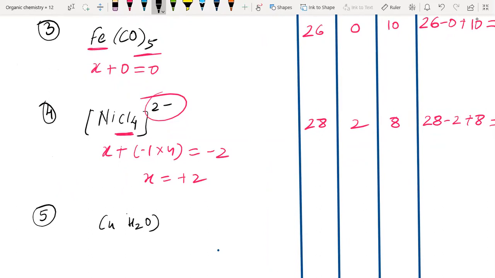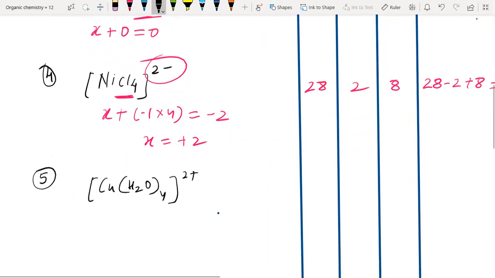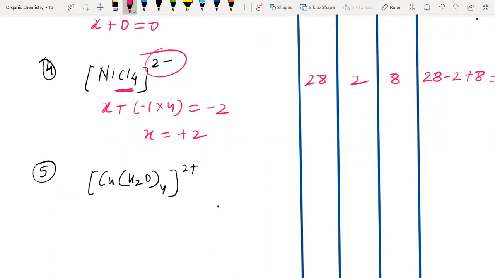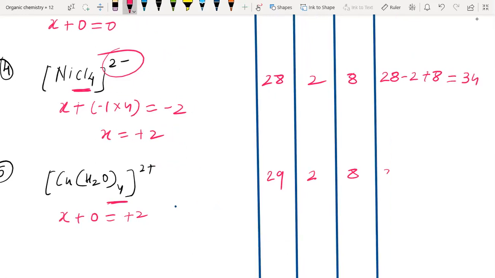I'll write that: tetraaqua copper(II) ion. We start the same way. For copper, consider X. Water is a neutral molecule, so X equals plus 2. So the oxidation number we are getting is 2. What is the atomic number of copper? 29. Oxidation number 2. Number of electrons accepted: 4 into 2, 8. So the calculation here is 29 minus 2 plus 8, that is 35.